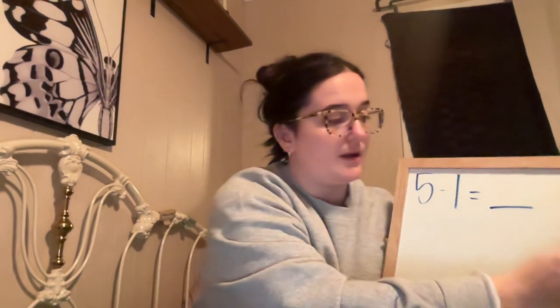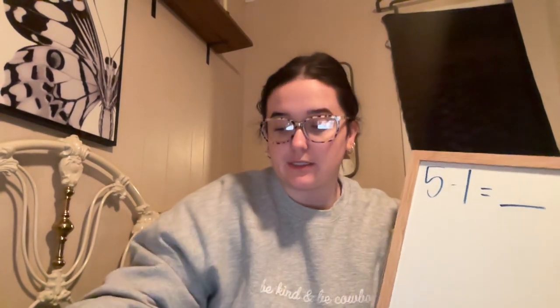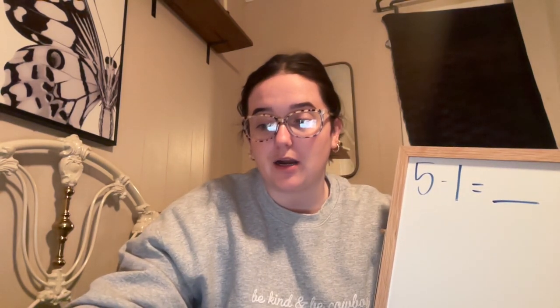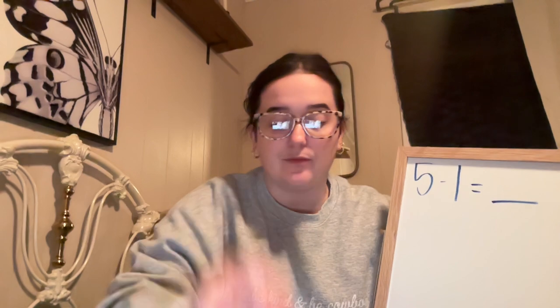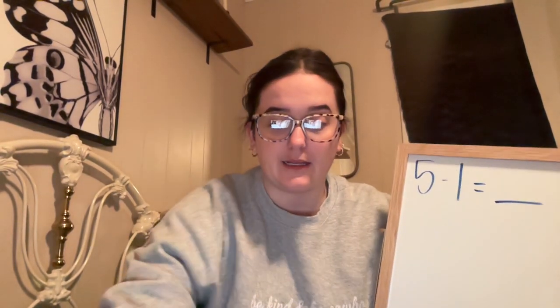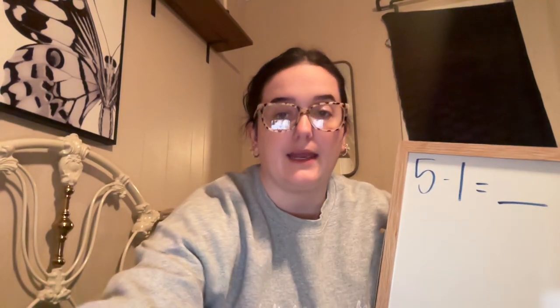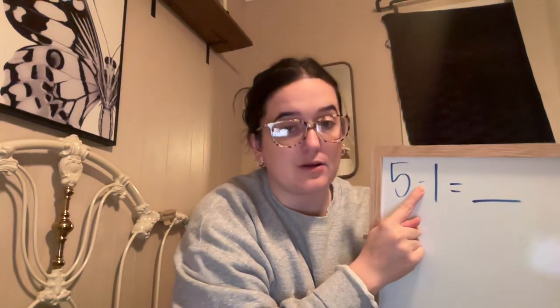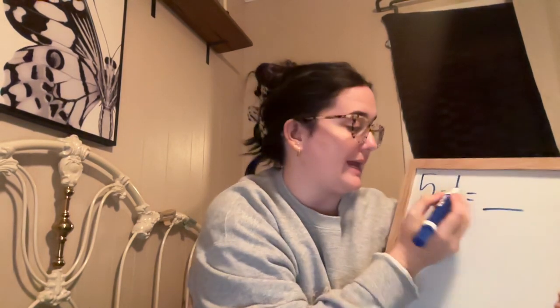subtraction. Can anybody read me another subtraction number? 5 minus 1 equals blank. Good job. All right. What's our first step? Count out how many we have. Good job. We have 1, 2, 3, 4, and 5. And now we know that this is our subtraction sign, so we're going to have to take away.